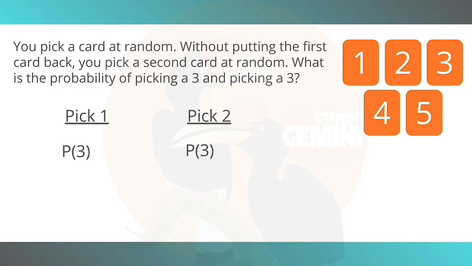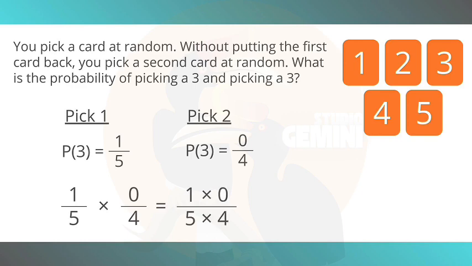What is the probability of picking a 3 and then picking a 3? The probability of picking a 3 is 1 over 5 since there is one number 3 card and a total of 5 cards. After number 3 is picked, we now have 0 number 3 cards and a total of 4 cards. The second pick is now 0 over 4 since the first pick impacted the number of cards to choose from. If you've been multiplying fractions for some time, you might know where this is going.